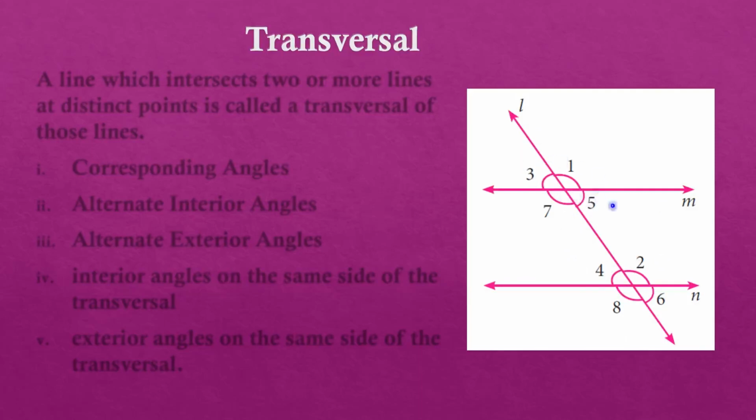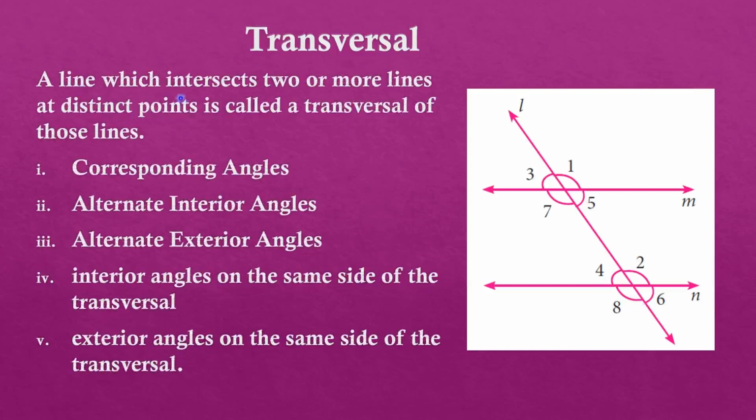At that time 8 angles are formed. The angles are marked as angle 1, 2, 3, 4, 5, 6, 7 and 8. See this, a line which intersects two or more lines at distinct points is called a transversal of those lines. Here the angles formed are classified into 5 types.